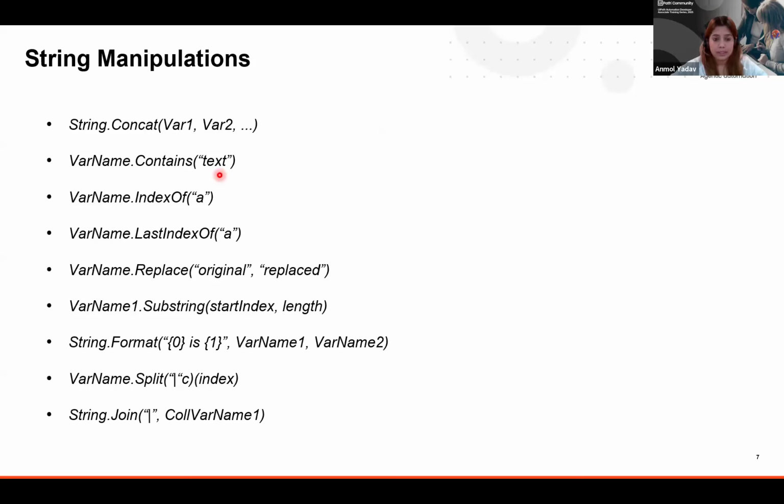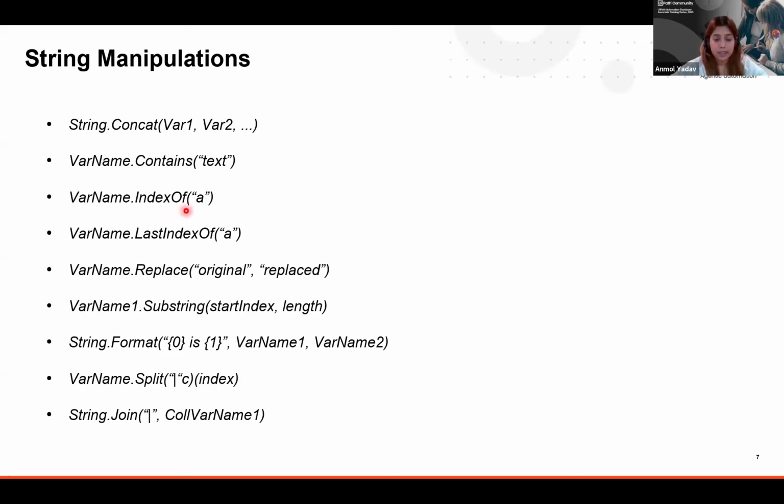Varname.Contains(text), as the method suggests, is going to check whether this text is present in varname or not. So it's going to return a boolean, true or false. If this particular string is part of varname, then it is going to return true, otherwise it's going to return false.